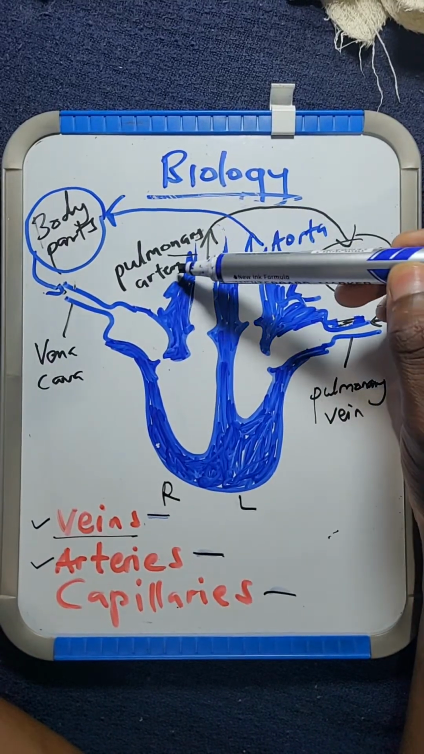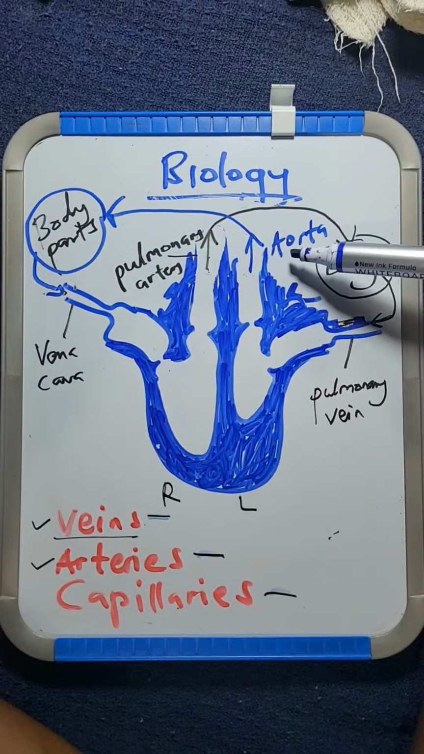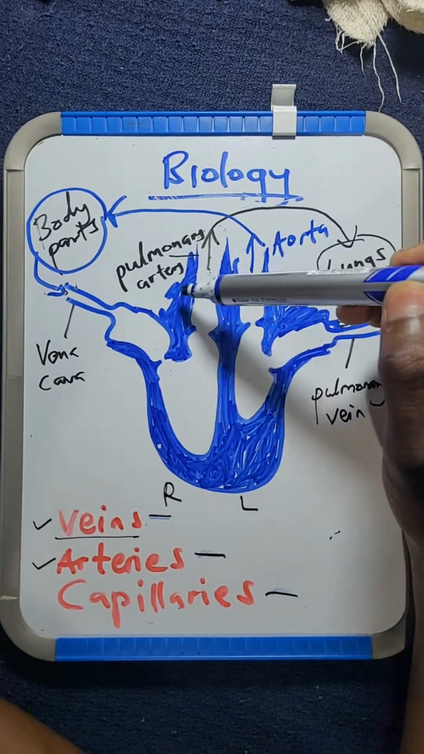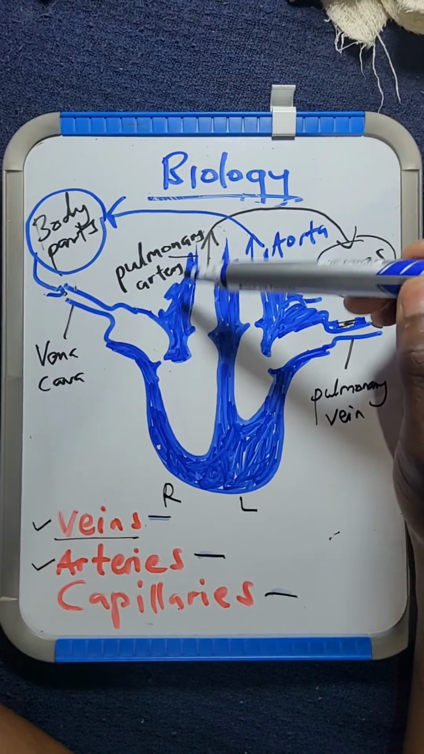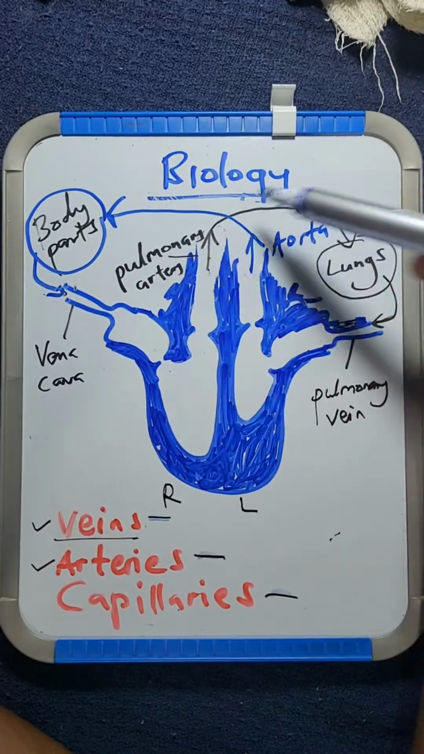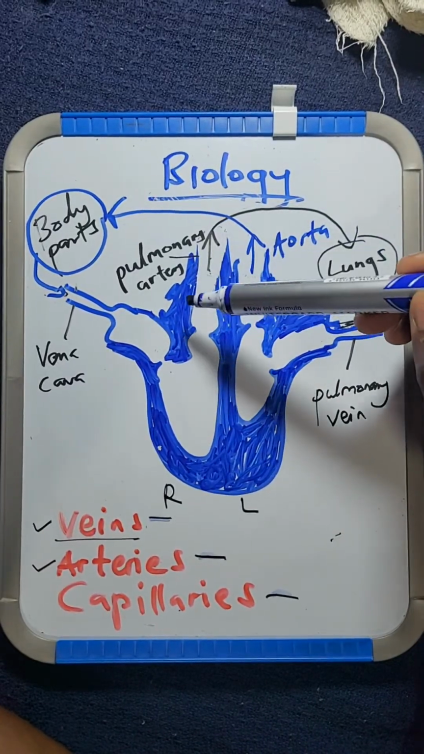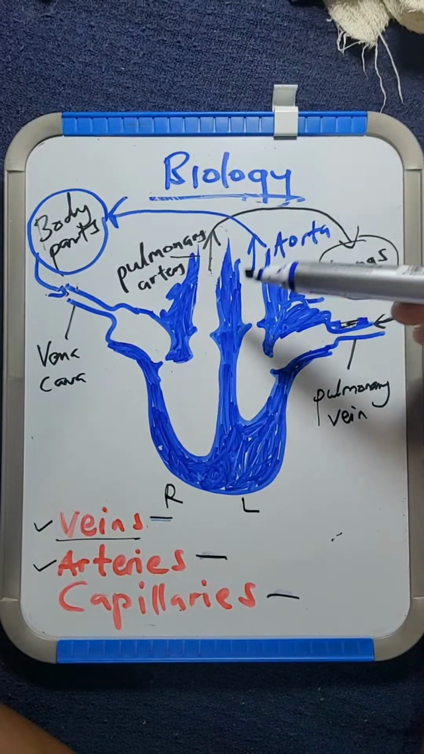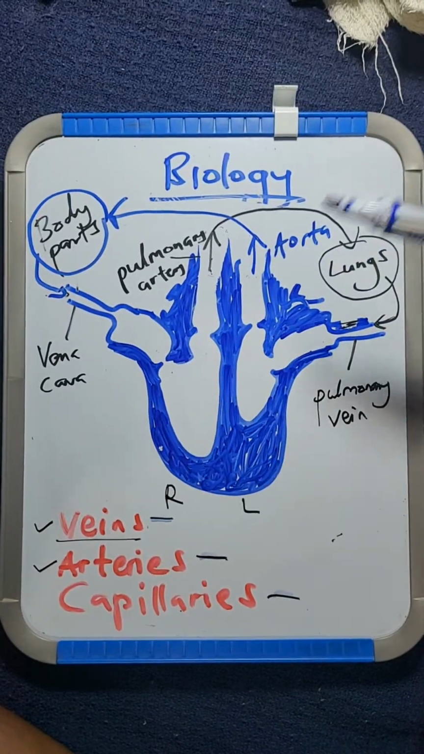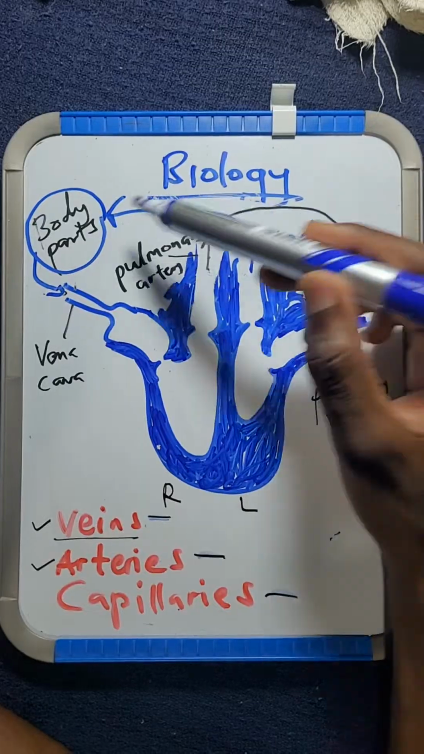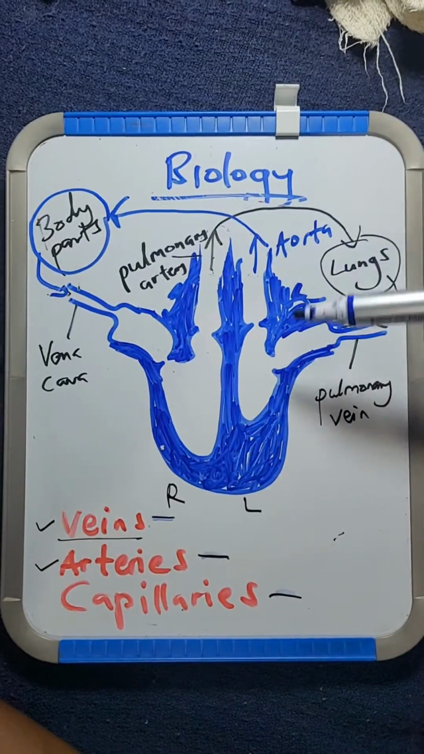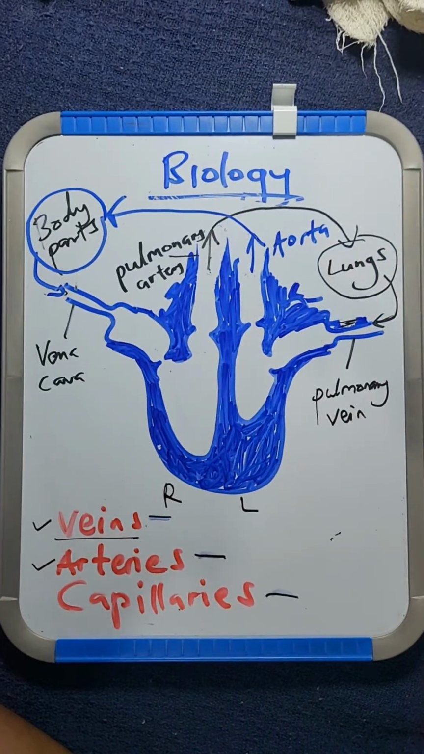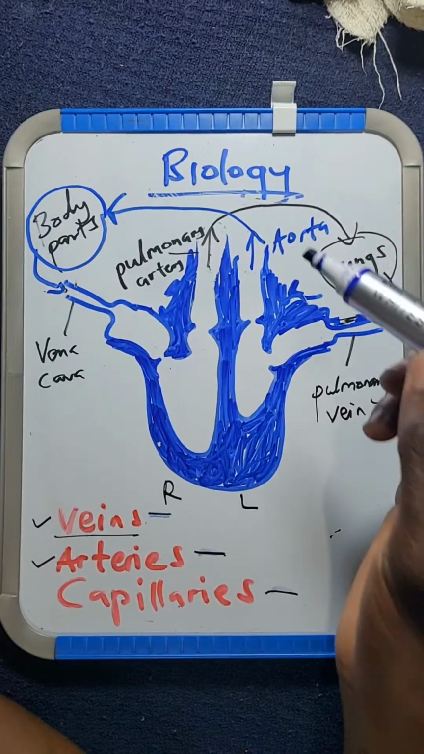So we've got the pulmonary artery on the right, the aorta on the left. The pulmonary artery on the right transports blood from the heart to the lungs. See, it's transporting blood away from the heart. And then the aorta on the left transports blood from the heart to all parts of the body. And the aorta is located on the left side of the heart.